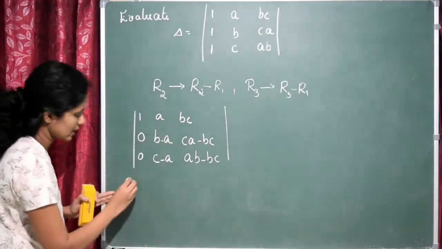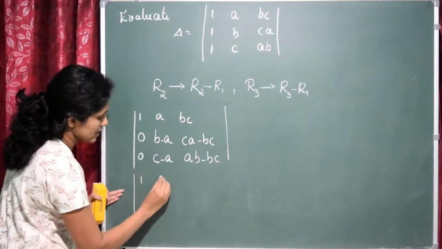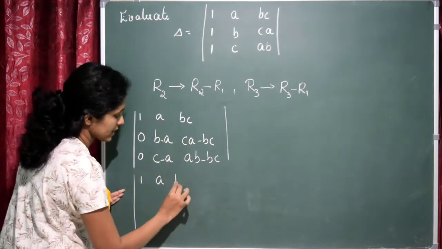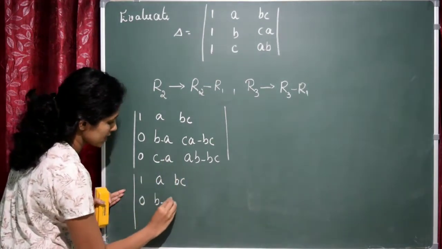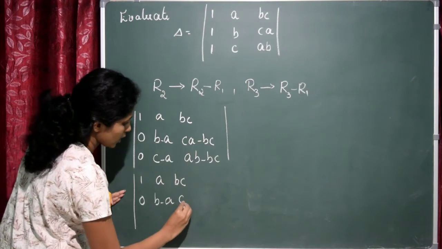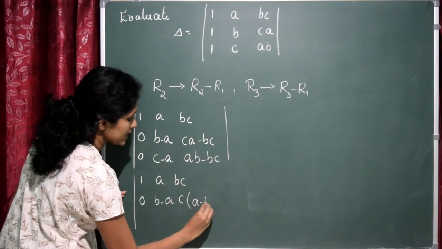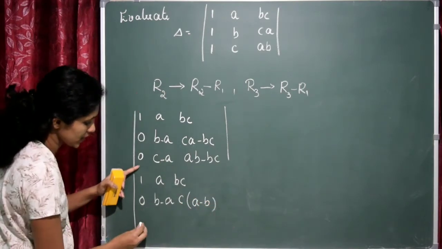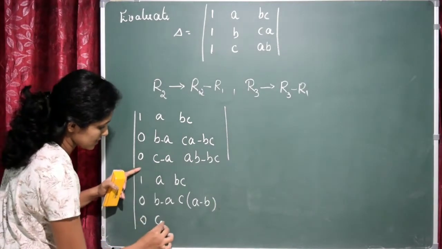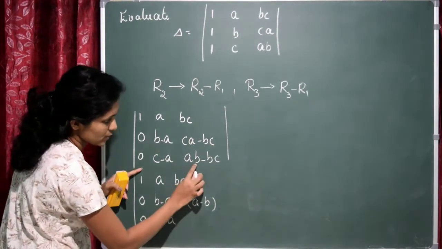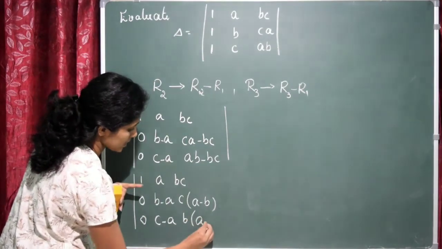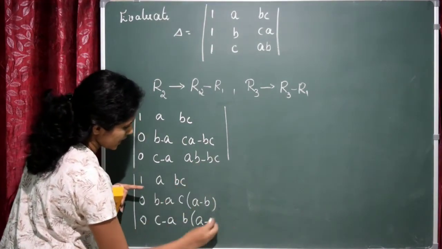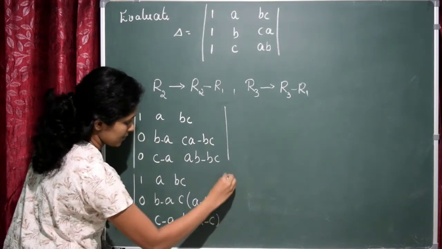So for that reason I will take common there. The first row is as it is: 1, A, and BC. So I will write 0. This is now B minus A. I will take C common here and this is now A minus B. Next one here, this is 0. Now we will take C minus A, and here B is common. If we take out B, this will be A minus C. Is it clear?